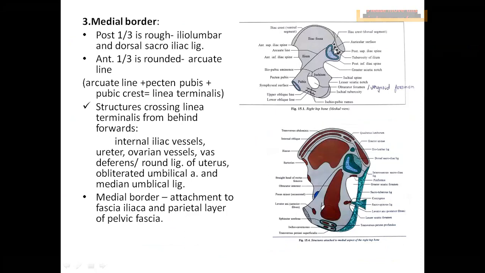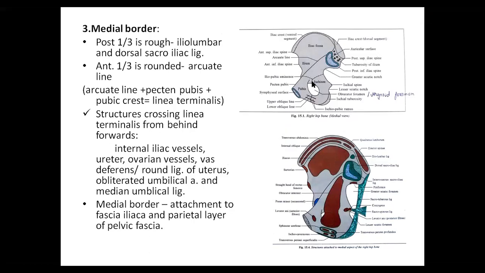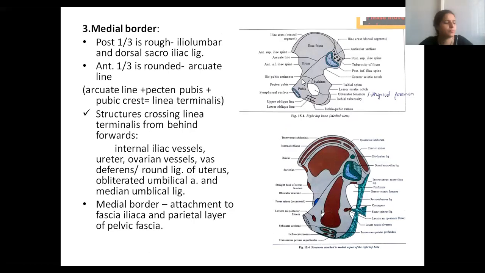The posterior 1/3 is rough, with the iliolumbar and dorsal sacroiliac ligaments. You will see the medial border is contributed by the anterior 1/3, which is rounded. This one is the anterior 1/3 and this is the posterior 1/3. The anterior 1/3 is actually forming the arcuate line. Let me show you this. So this continuation is actually the arcuate line.